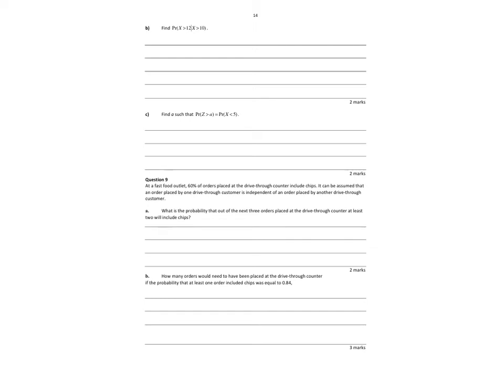So let's leave all of those, okay? We haven't done normal. All right, fast food outlets, 60% of orders placed at the drive-through counter include chips. It can be assumed that an order placed by one drive-through customer is independent of any other. Okay, so out of the next 3 orders placed at the drive-through, at least 2 will include chips.